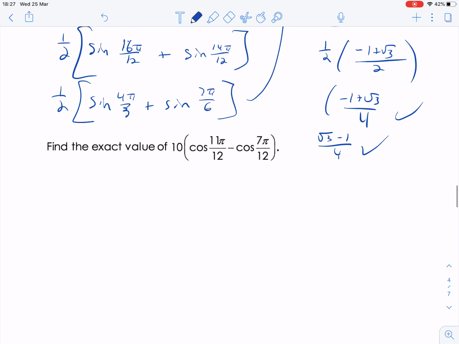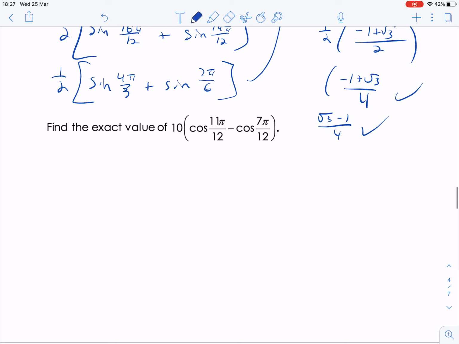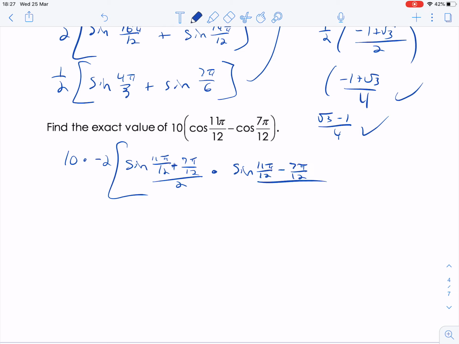Find the exact value of this. Okay, same thing. We get 10, so we're going from sum to product again, times negative 2 times the whole thing, which is going to be sine of 11 pi over 12 plus 7 pi over 12, divided by 2, times sine of 11 pi over 12 minus 7 pi over 12. At least we don't have to change fractions. At least we have the same denominator here. That makes it a little easier.